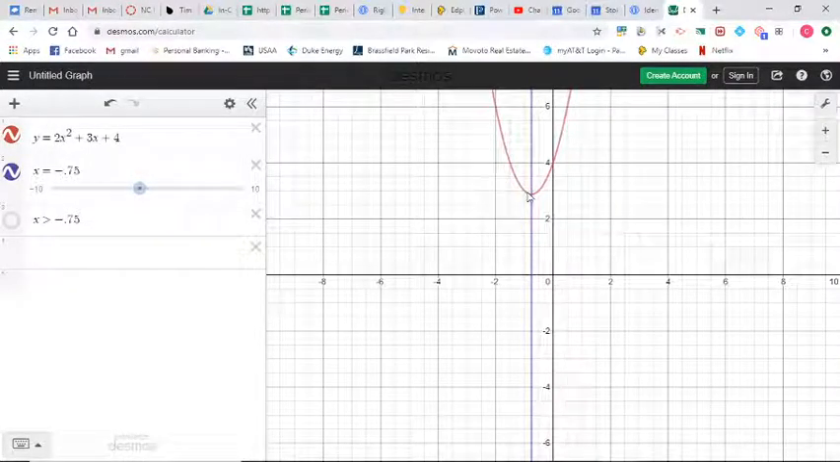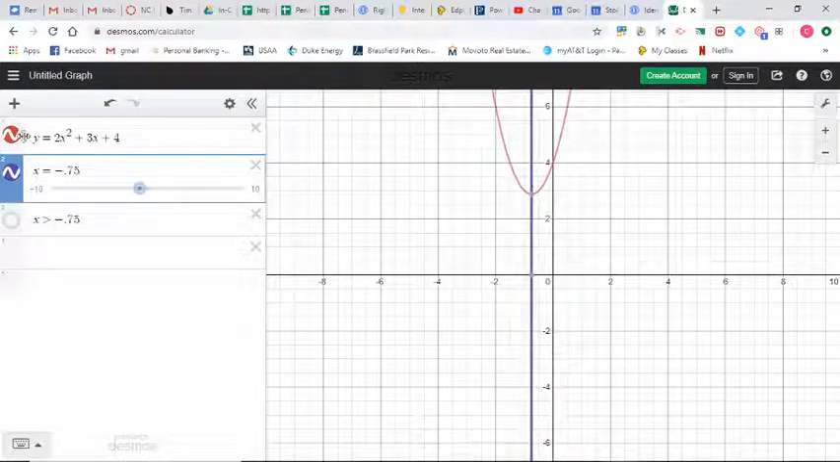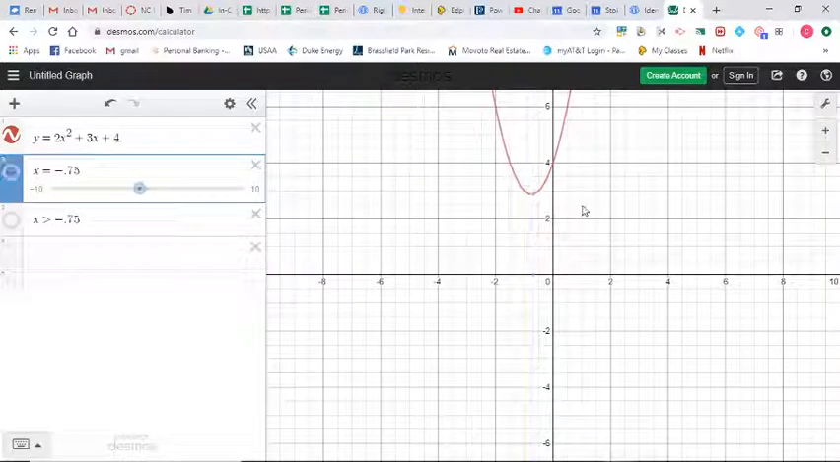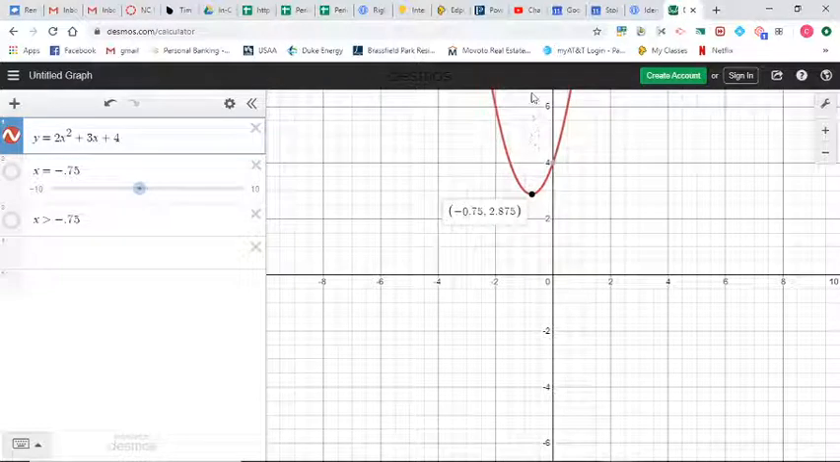So what is the lowest? If you want to hide a graph on here, you just click this button. All right, so the lowest point on this graph, how low does it go? What is your lowest y value? Well, that would be the y value of your minimum. So how low does your graph go? Well, the lowest y value is 2.875. So that's how low the graph goes.